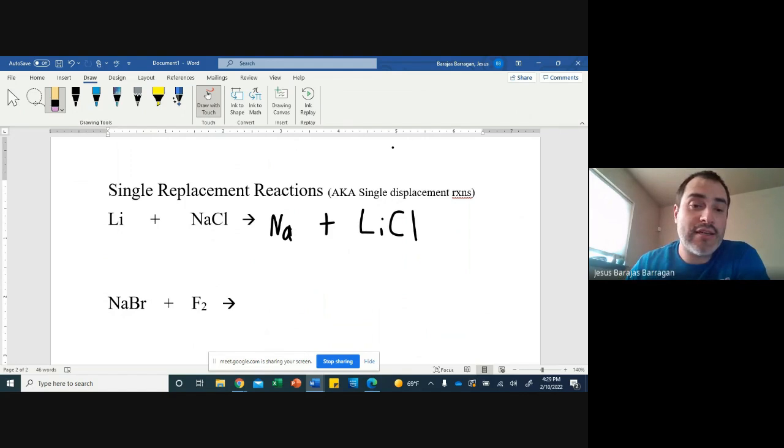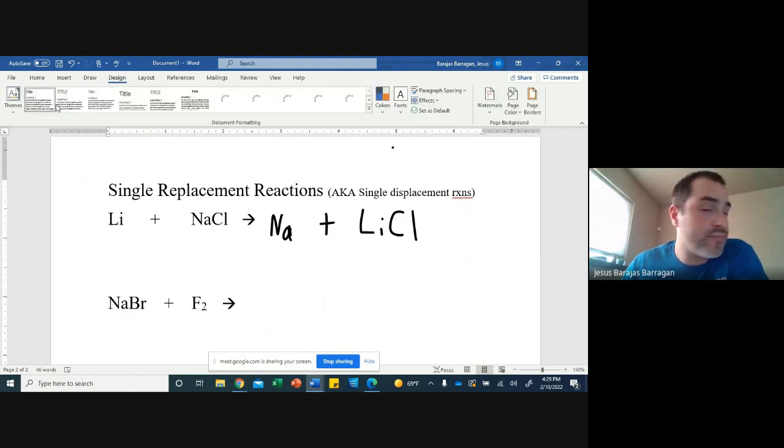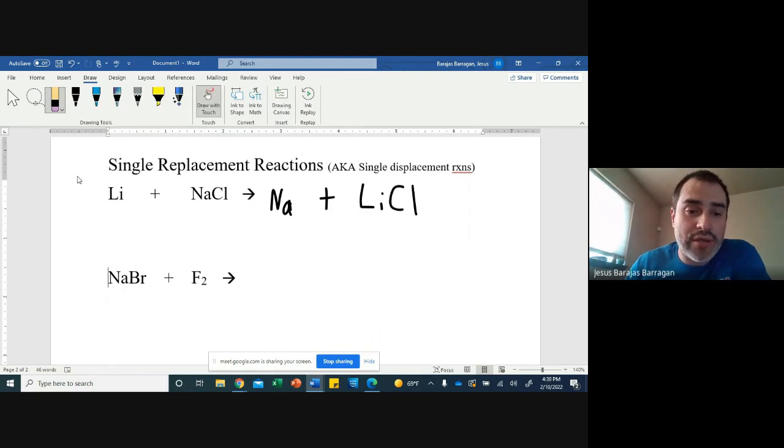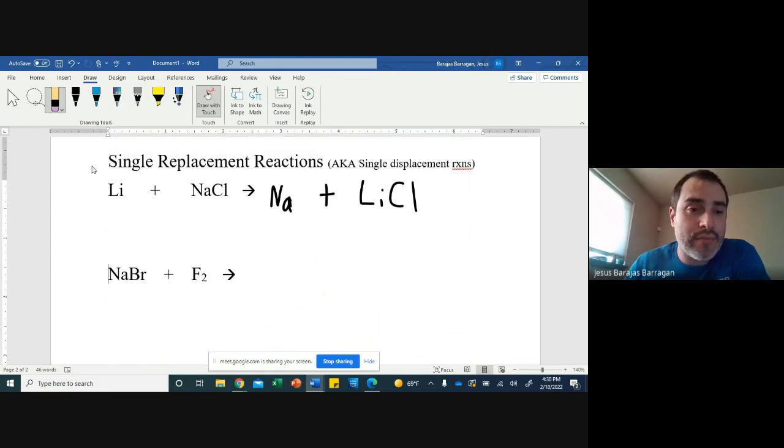It is balanced. We're going to move on to the next example, in which I have sodium bromide, NaBr. Let me scroll down a little. Now, in this case, notice that I do have sodium and it's a metal. Bromine is a non-metal.